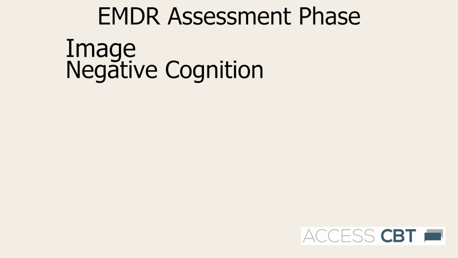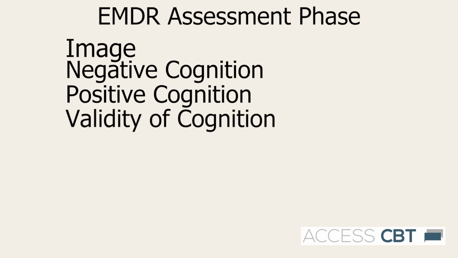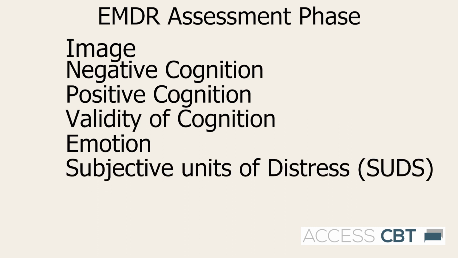We will identify a positive cognition, something that is a little bit more balanced, a little bit more adaptive, that perhaps we might move towards once we complete the desensitization phase. We will test out what we call the validity of cognition, which is just a 1 to 7 scale in which we think about how true that positive cognition is when we focus on that particular memory. We then talk a little bit about the emotion or emotions that are experienced when we focus on that event. We identify the subjective units of distress, which we call SUDS, and then we locate that in the body as well.